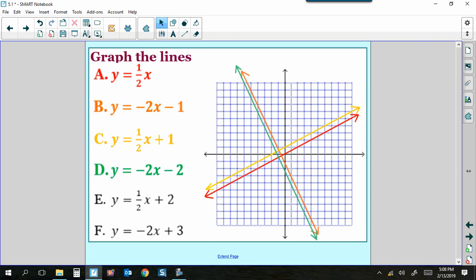For E, you're going to go up to 2 on your y-axis, put a point. And then you're going to rise 1, run 2, rise 1, run 2, and you're going to get this blue line. And then lastly, your y-intercept of 3, so go up to 3, put a point. And then your -2 slope shows that you're going to go down 2, right 1, down 2, right 1, and you get this purple line. So you should have a set of 6 lines graphed.